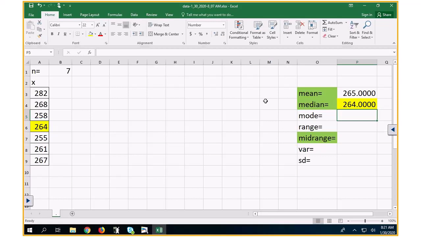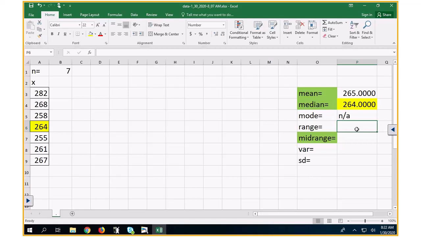Mode. The number that shows up the what? Most. I don't see any. So do we put 0? No. Because you're always going to have some smart aleck teacher go, well, 0 is not really in the data set, so this is wrong. So you always put a word unless you have a number. Put none, not applicable, does not exist, there ain't one, whatever you want to put. Do not put 0.